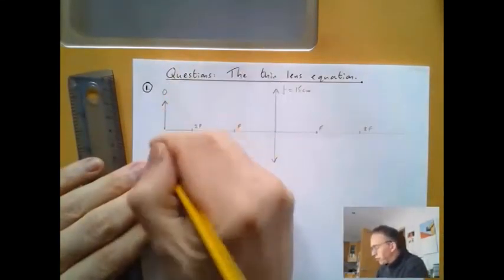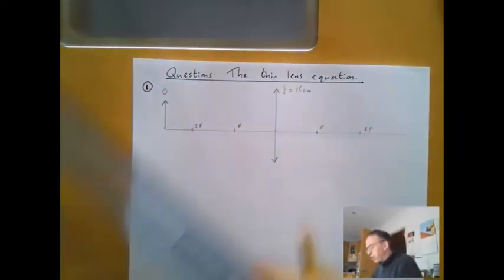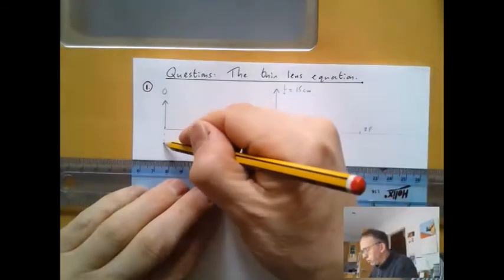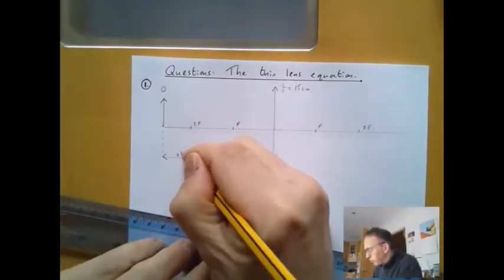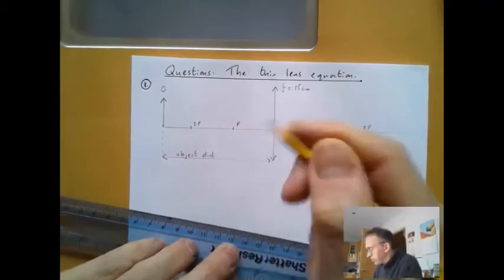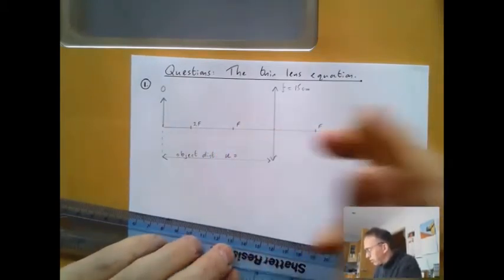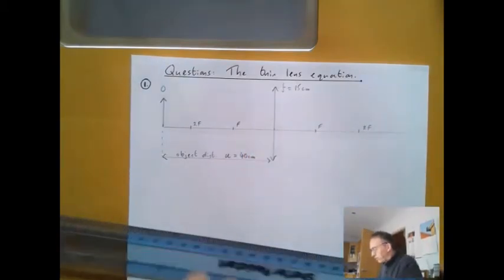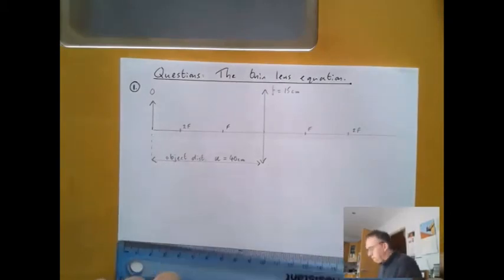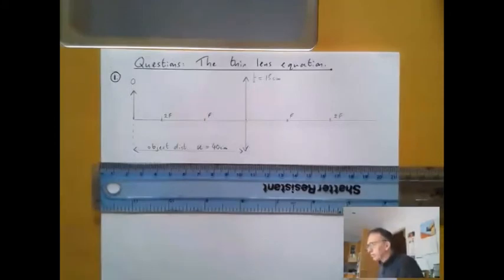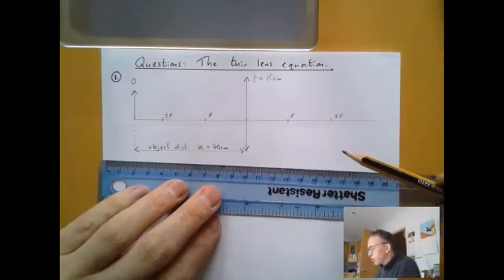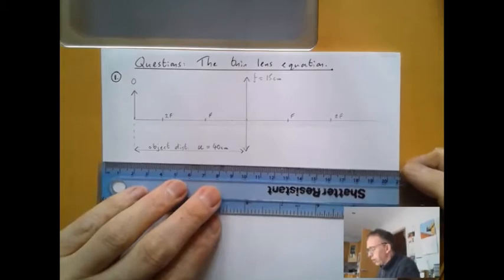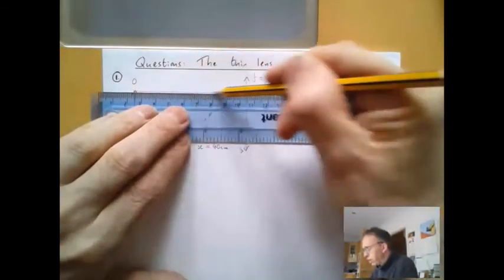So here's my object, and it's at an object distance of 40 centimeters. So therefore, my object distance U is 40 centimeters. Okay, now let's see. We could sketch where the image is going to be, and we will. Okay, so if we use the magic rays.